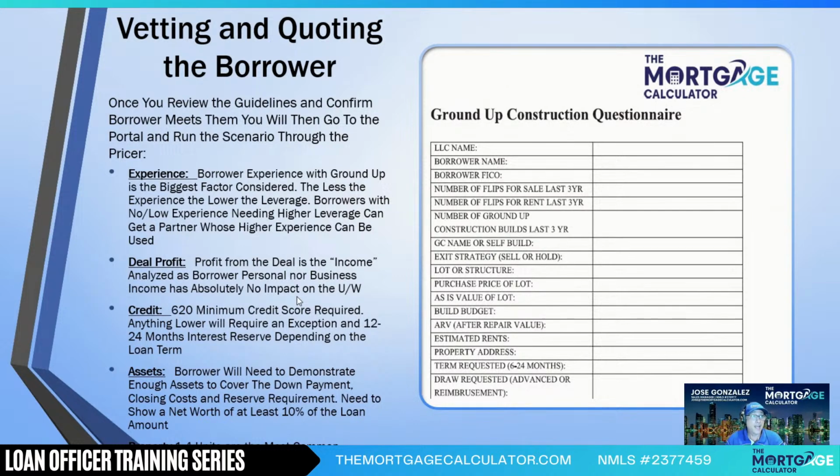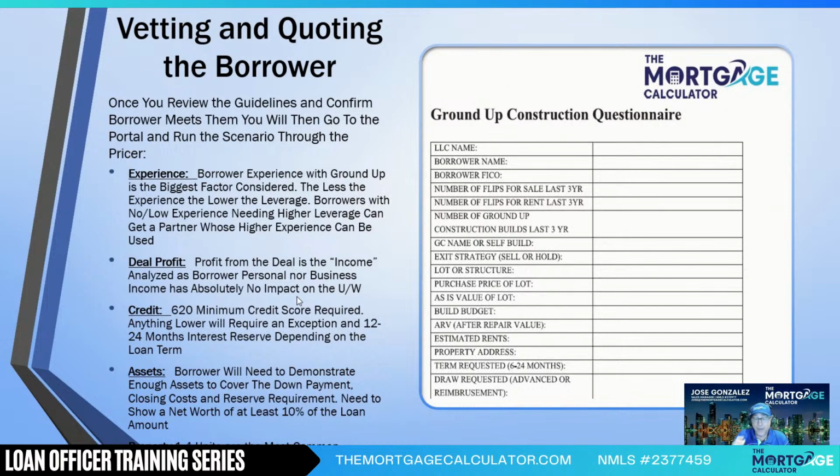So, as you note here, as I previously mentioned, experience is key. That's the big one. Borrower experience with ground up is the biggest factor considered. The less the experience, the lower the leverage, in other words, the loan amount. So borrowers with no or low experience needing higher leverage can get a partner, like I mentioned, and do a joint venture if needed to get the leverage you need.